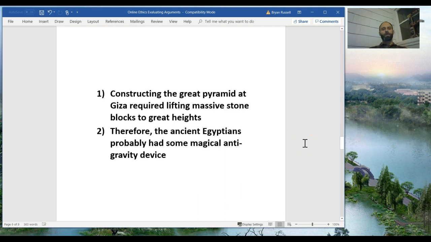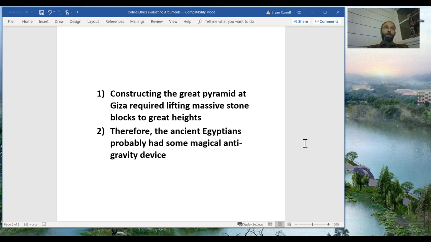Another example, constructing the Great Pyramid at Giza required lifting massive stone blocks to great heights. Therefore, the ancient Egyptians probably had some magical anti-gravity device. So first, the proper form test. Constructing the Great Pyramid at Giza required lifting massive stone blocks to great heights. That's true. It's remarkable how big those stones are, and we may wonder, how did they ever get those stones up there? So the premise is true. They had to lift those massive stones to great heights.